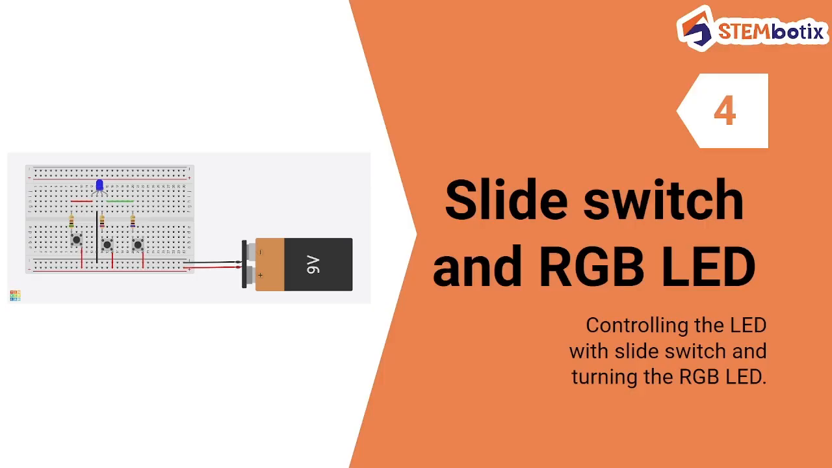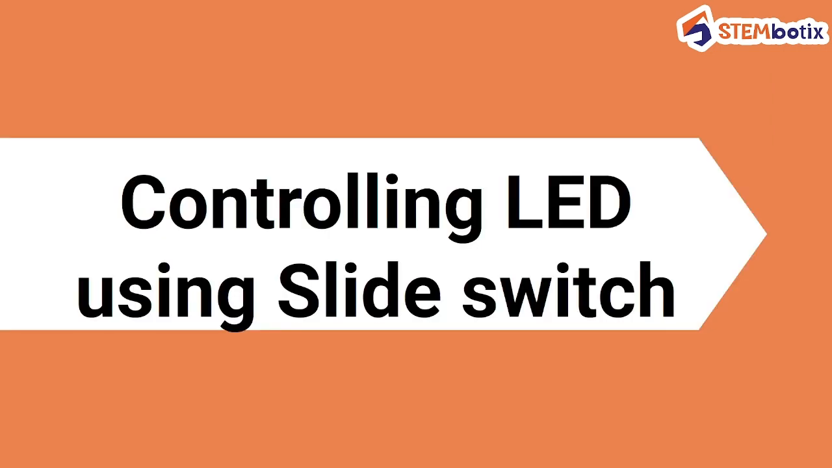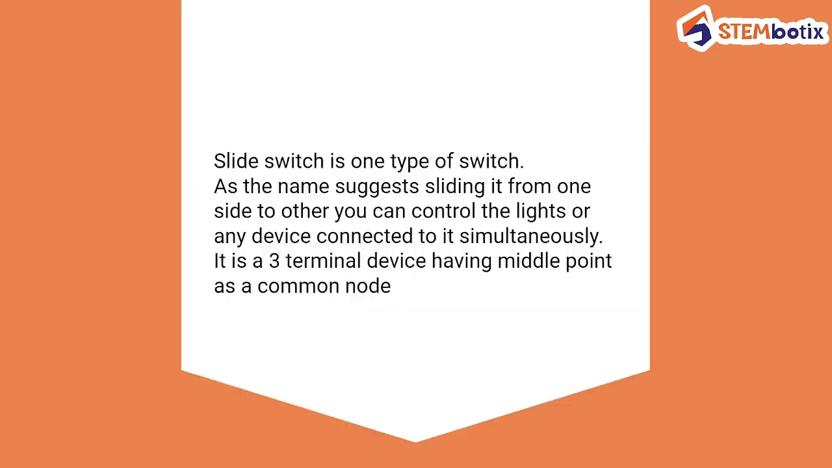Thank you. So after series and parallel connection, our fourth and last part of this session is about the slide switch and RGB LED. In this particular section, you will learn how to connect a slide switch to simultaneously turn on and off the devices connected to it, and how to connect an RGB LED and how to turn it on. So first we will see controlling an LED using a slide switch.